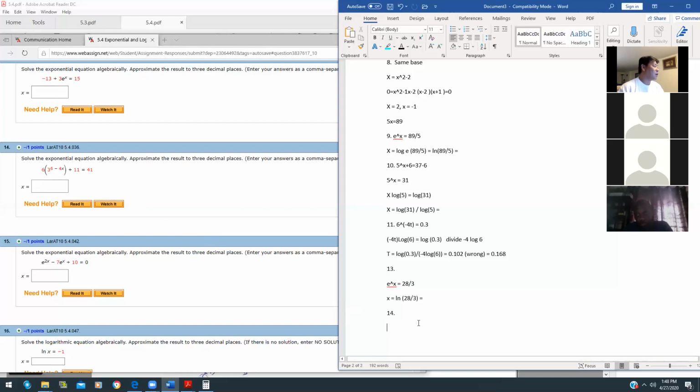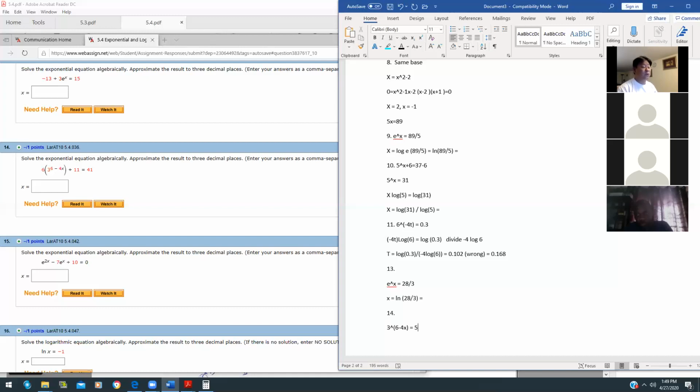Yes, so that's what you do here: 3 to the power of 6 minus 4x equals 41. You have to subtract 11 and then after that divide by 6. So what is 41 subtract 11, then divide by 6? What do you get? 41 minus 11 is 30. 30 divided by 6 is 5. So you will get 5 in this case.